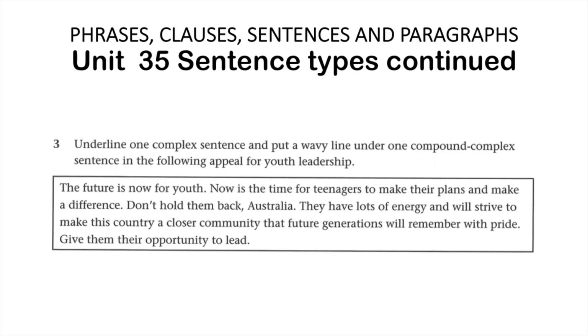The last one, underline one complex sentence and put a wavy line under one compound complex sentence in the following. There's only a few sentences there, so you shouldn't go too far wrong. Just make sure that you're looking carefully for the compound complex sentence and you should be fine.